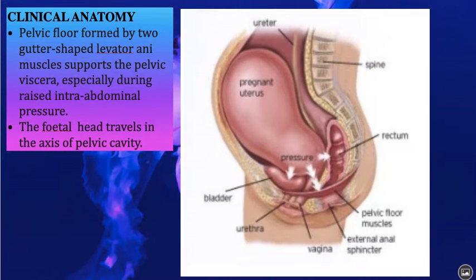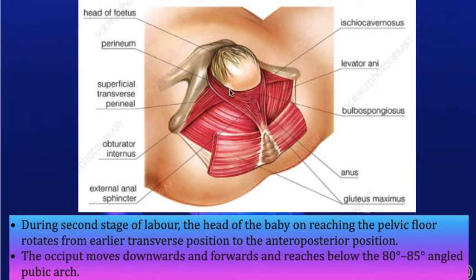Now, coming to the clinical anatomy of the pelvic floor. The pelvic floor is formed by the two gutter-shaped levator ani muscles supporting the pelvic viscera, especially during raised intra-abdominal pressure. The fetal head travels in the axis of the pelvic cavity. During the second stage of labor, the head of the baby, on reaching the pelvic floor, rotates from the earlier transverse position into an anterior posterior position. The occiput moves downward and forward and reaches about 80 to 85 degrees at the pubic arch.